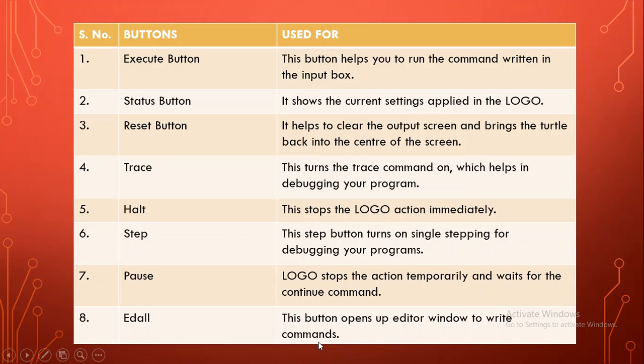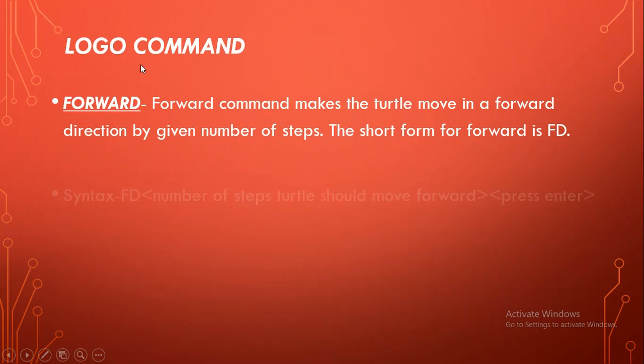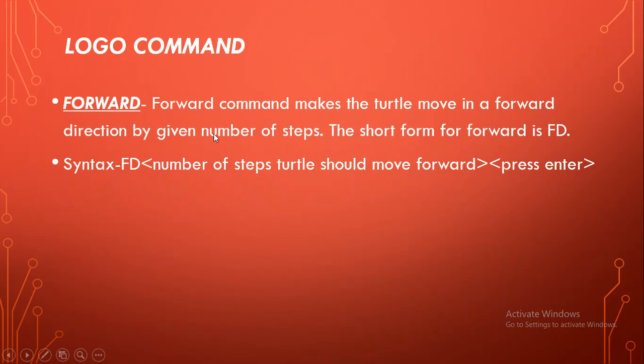Next one is idle. This button opens up the editor window to write commands. If you want to write any command in the editor window, then you have to click on the idle button. So these are the various uses of the particular buttons. Now the next one is logo commands. What are the various logo commands? So the first command is forward.